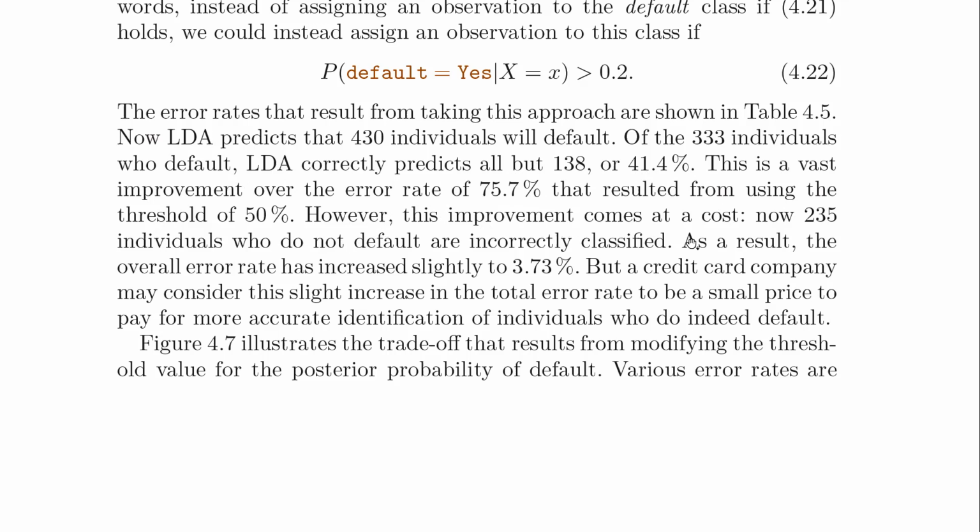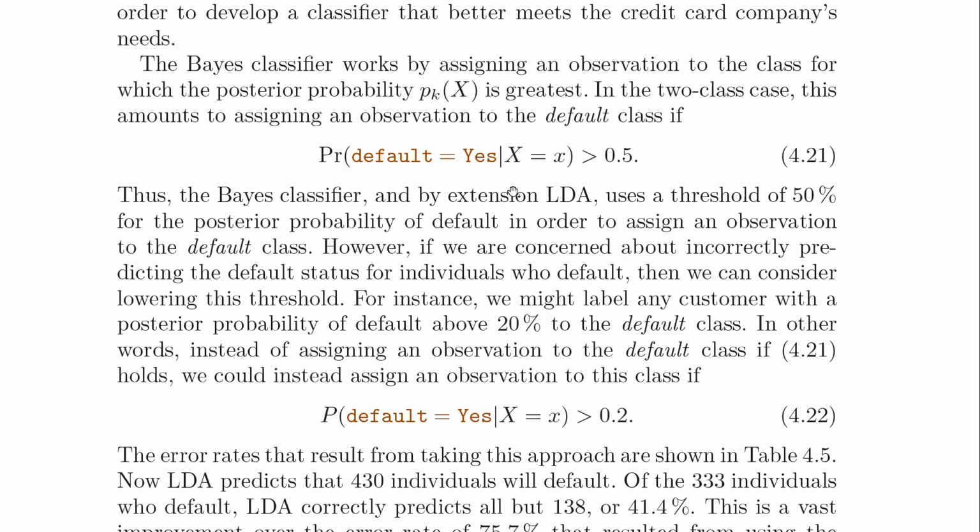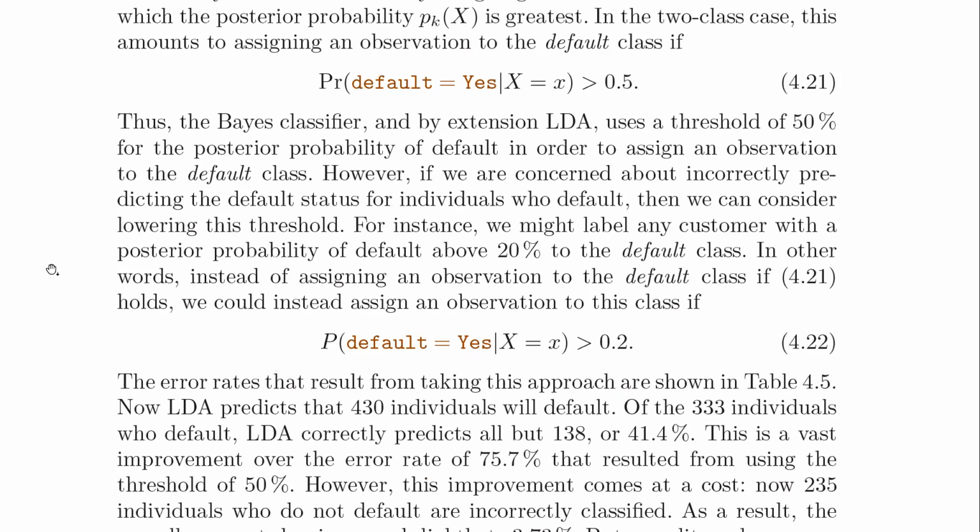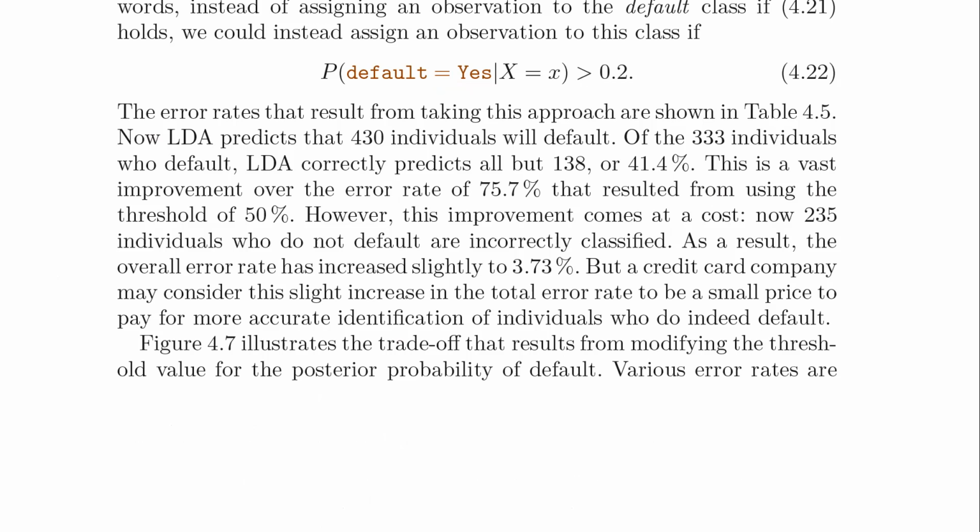However, this improvement comes at a cost. Now, 235 individuals who do not default are incorrectly classified. As a result, the overall error rate has increased slightly to 3.73%. But from a practical point of view, a credit card company may consider the slight increase in the total error rate to be a small price to pay for more accurate identification of individuals who do indeed default.